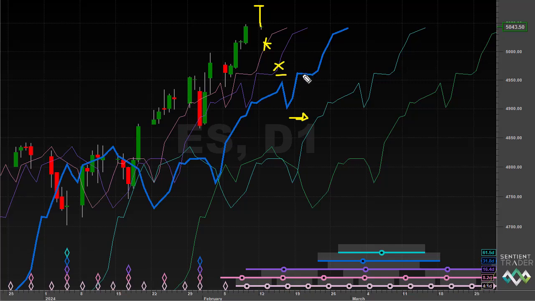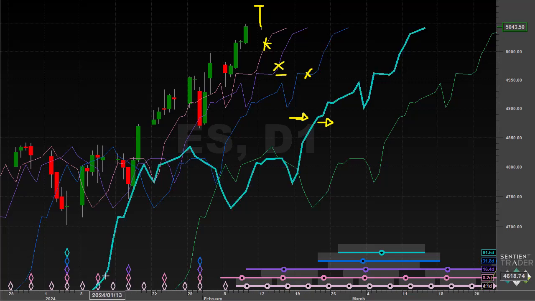Let's give it a little more time, shall we? Let's assume that it crosses below the 40-day FLD over here. That will generate a target just a little bit lower. And again, in order to achieve that target, price must, of course, cross below the 80-day FLD.